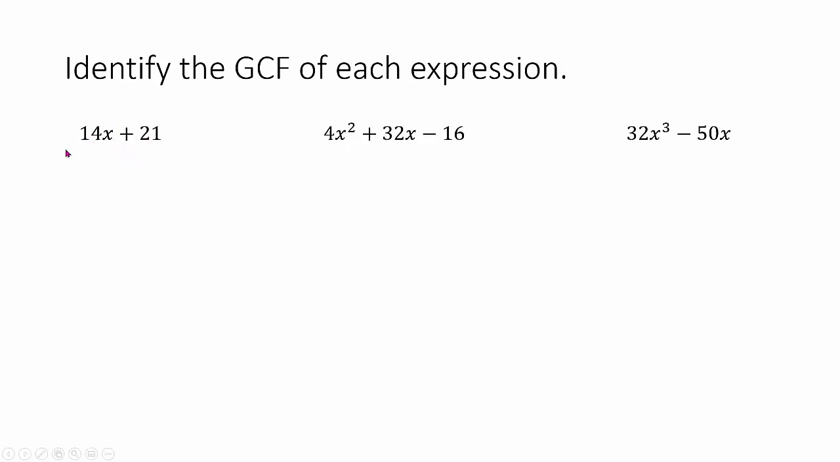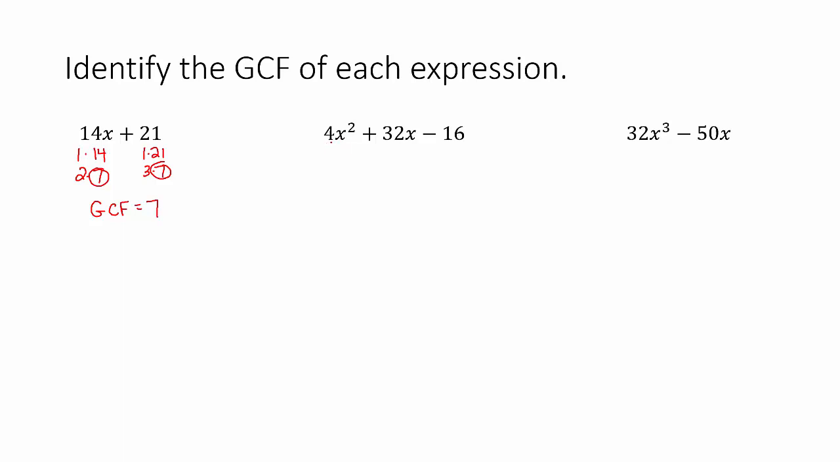But 14 and 21, if I wanted to list the factors of 14 and 21, 1 and 14, let's see, 2 and 7. Over here we'd have 1 and 21, 3 and 7. I think that's all we got for those. We can see that 7 is the greatest one that they have in common. So the GCF here would be 7. For the second example, we're looking at a trinomial.